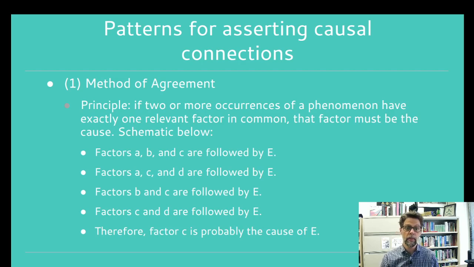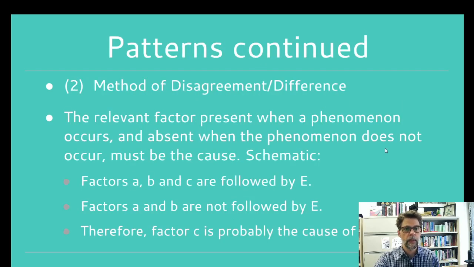Since it's the only thing they have in common, it's probably factor C that caused the phenomenon E. We know it's not A because if it were A, then if you take away A, you would lose the effect. Causes work in that way. If the cause is there, you get the effect, and if you remove the cause, you lose the effect. If you take away a cause and still get the effect, you know that's not the cause of that effect. So that's the basis for the method of agreement. You look at many different occurrences of a phenomenon and see what they have in common. You can also look for where occurrences differ.